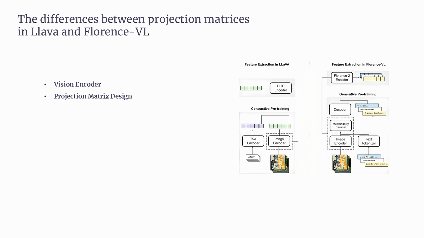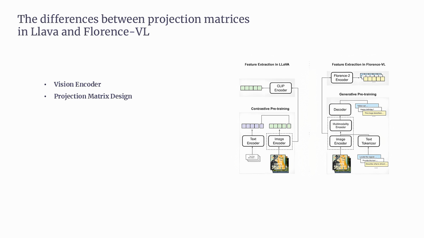In Florence VL, the projection matrix uses an MLP to project multiple visual features extracted from different levels of the vision encoder into the shared space of the language model. Florence VL introduces an innovative depth-breadth fusion architecture, which allows the model to combine visual features from different depths of the image encoder. This leads to a more sophisticated and nuanced integration of visual information with the textual data.